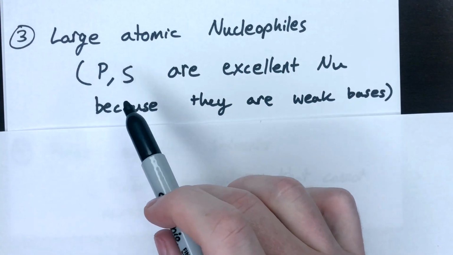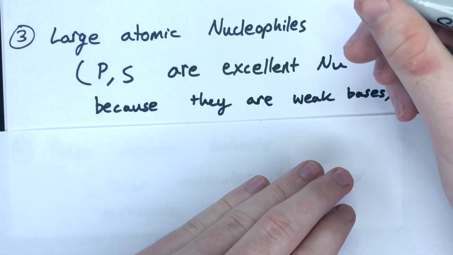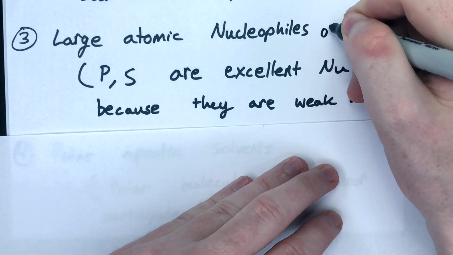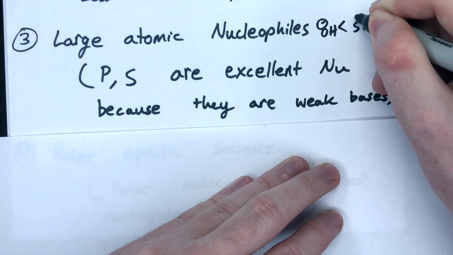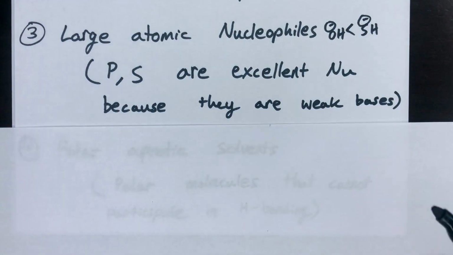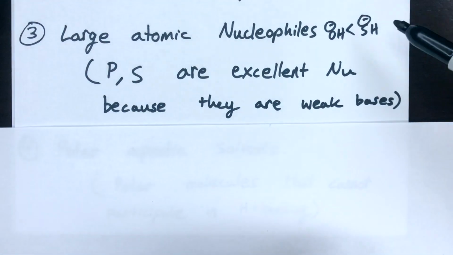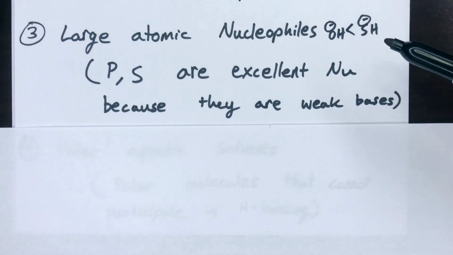So for instance, phosphorus and sulfur are much better nucleophiles than their counterparts. So for instance, OH minus is a worse nucleophile than SH minus because sulfur is a much larger atom, which makes it a worse base. So that makes it a better nucleophile. So in essence, if the actual atom that is acting as a nucleophile is larger, then that is going to be preferred for SN2 type mechanisms.